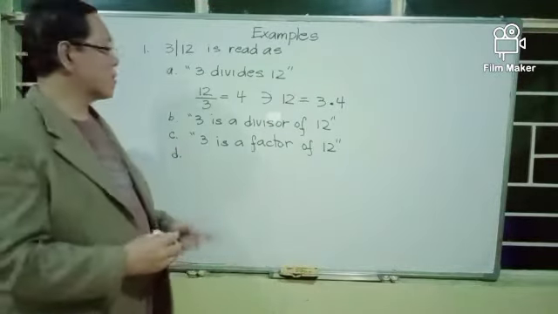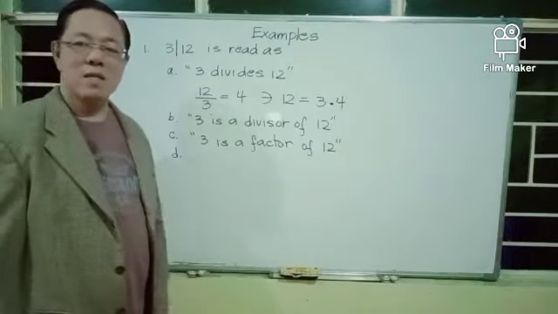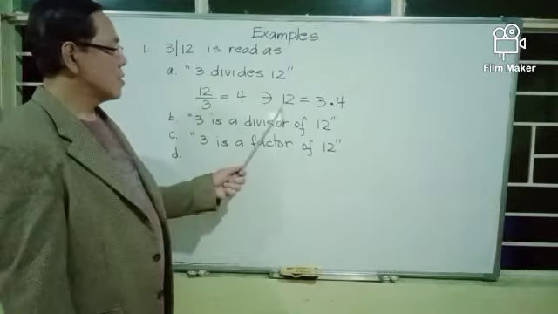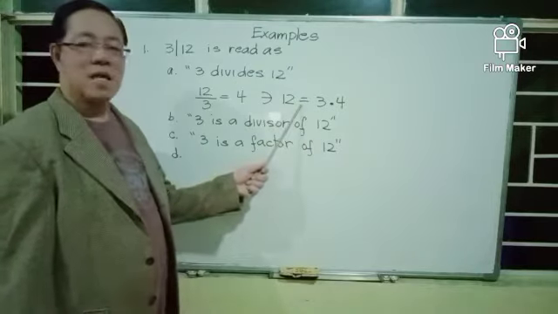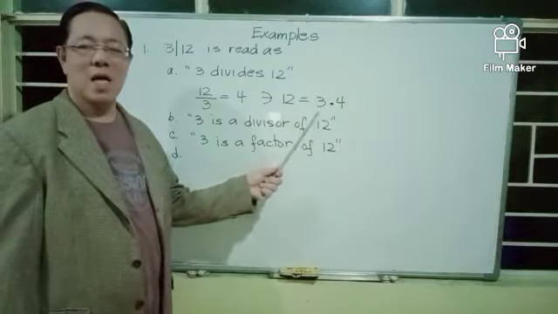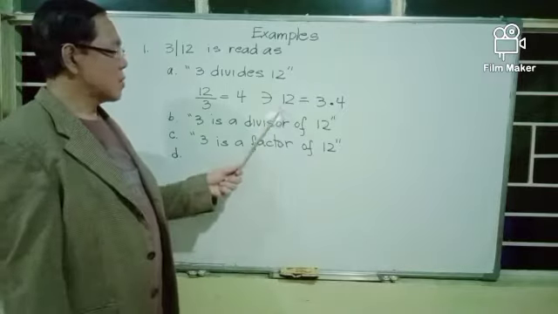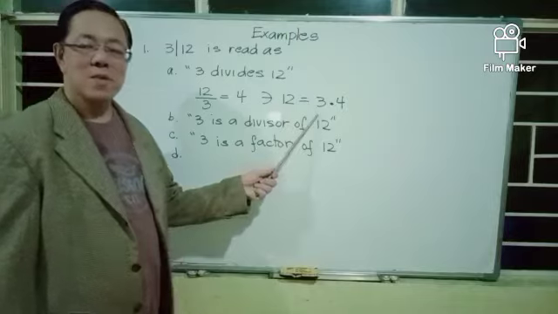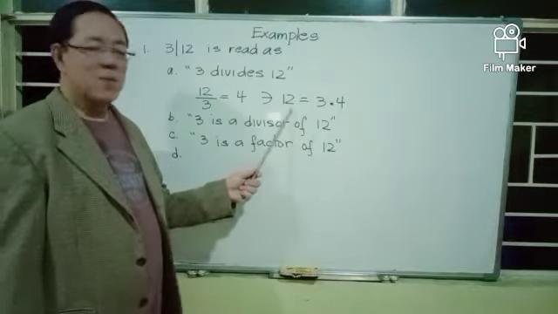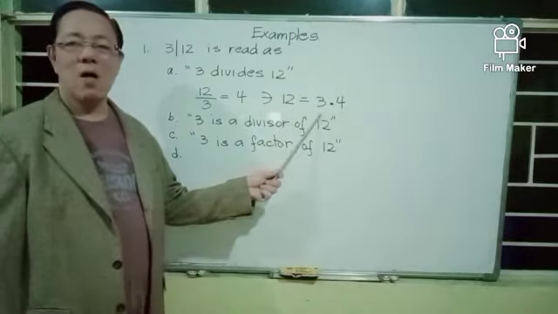And another way to read this is by saying that 12 is a multiple of 3 because 12 can be written as a product of 3 and another integer. And 12 can be divided exactly by 3. Therefore, 12 is a multiple of 3.